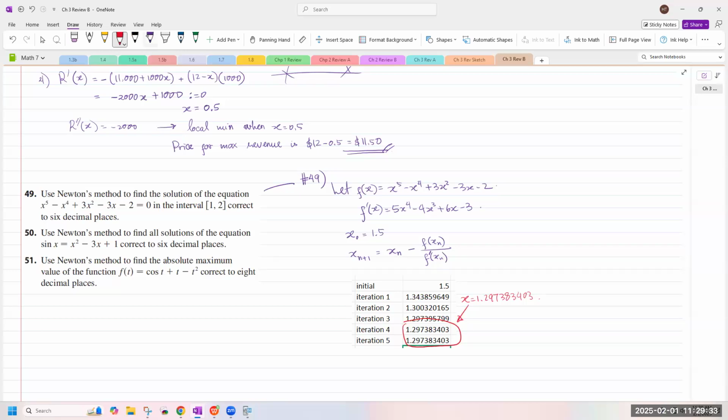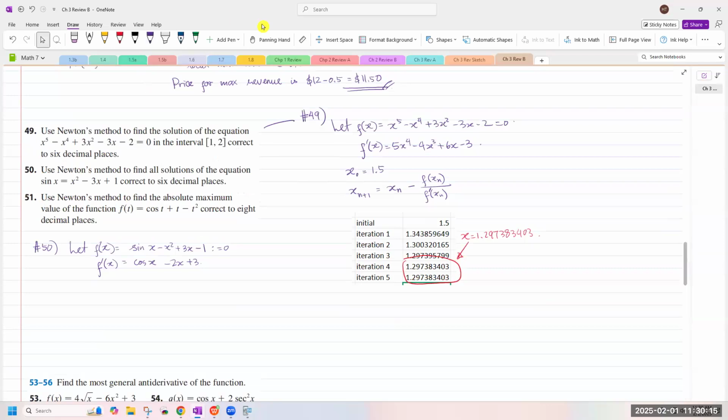Okay, number 50. So you see the procedure is the same, right? We let f(x) equal sine x minus x squared plus 3x minus 1. This is the one that we want to make 0. Then the first derivative is cosine x minus 2x plus 3. They don't tell us the interval though. Yeah, they don't tell us the interval.